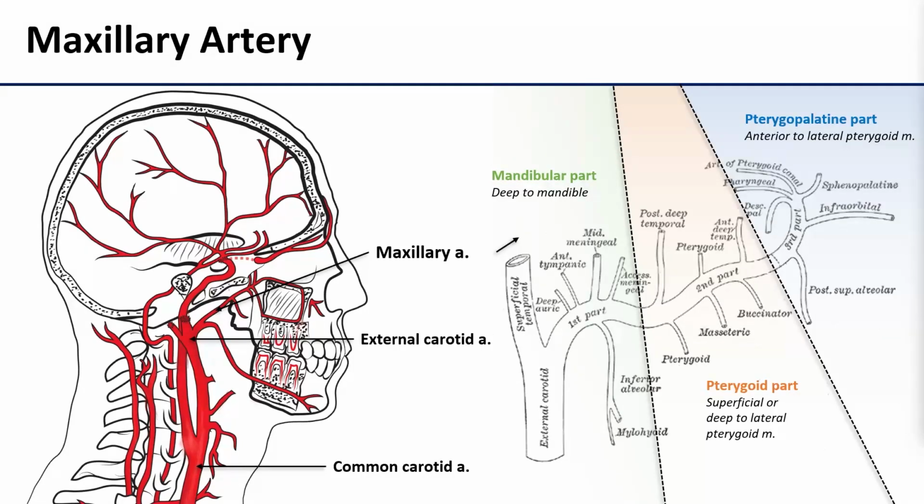Most proximally, there's the mandibular part, and I've highlighted that here in green for you. And that sits very conveniently just deep to the mandible, or the mandibular ramus specifically. The middle is the pterygoid part, and this gets its name because it sits on top of or in the lateral pterygoid muscle. The distal end sits anterior to the lateral pterygoid, and most of its branches are going to head into the pterygomaxillary fissure and to the pterygopalatine fossa. So this gets its name from that. It's the pterygopalatine part.